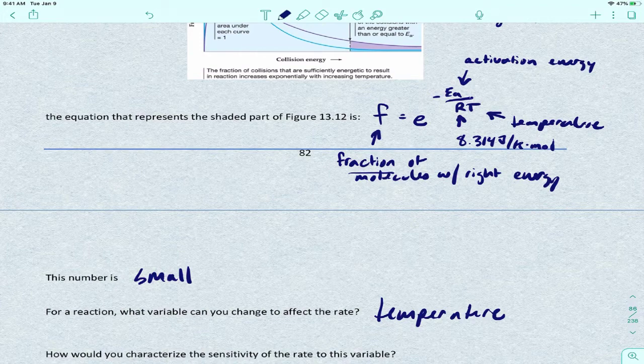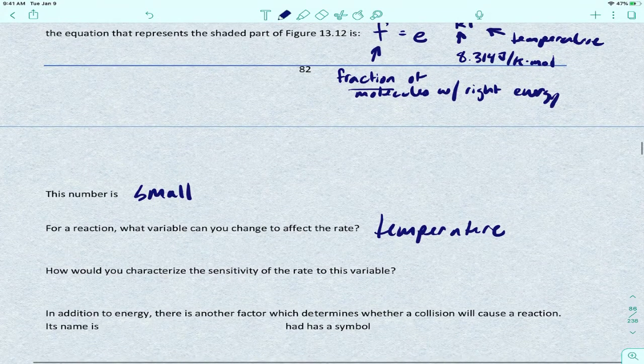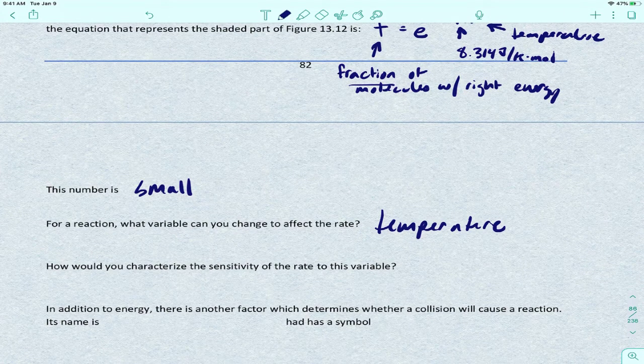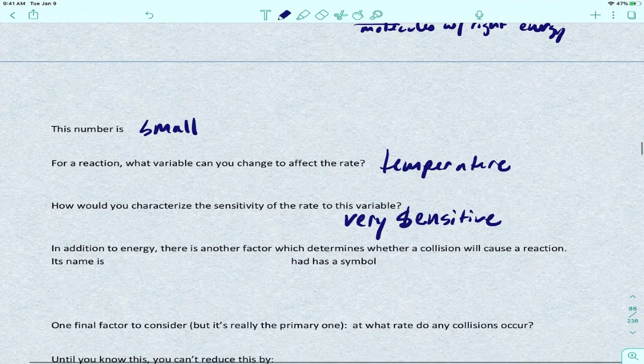Okay. All right. Now, how would you characterize the sensitivity of the rate to temperature? Is it going to be very sensitive or will it not matter? Well, it turns out that raising the temperature does change the rate of the reaction. So this is very sensitive. If you increase the temperature, you're going to increase the number of molecules that have the right energy.